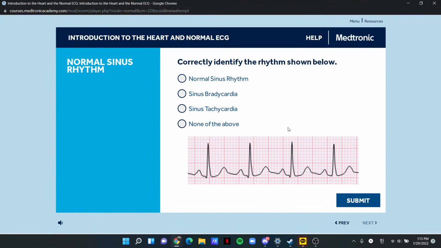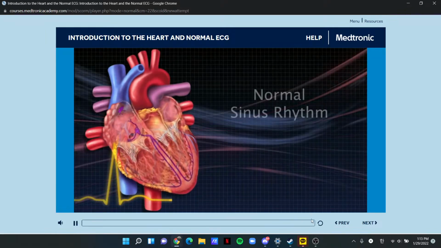Correctly identify the rhythm shown below. Hello, I was listening. Did I skip a video?